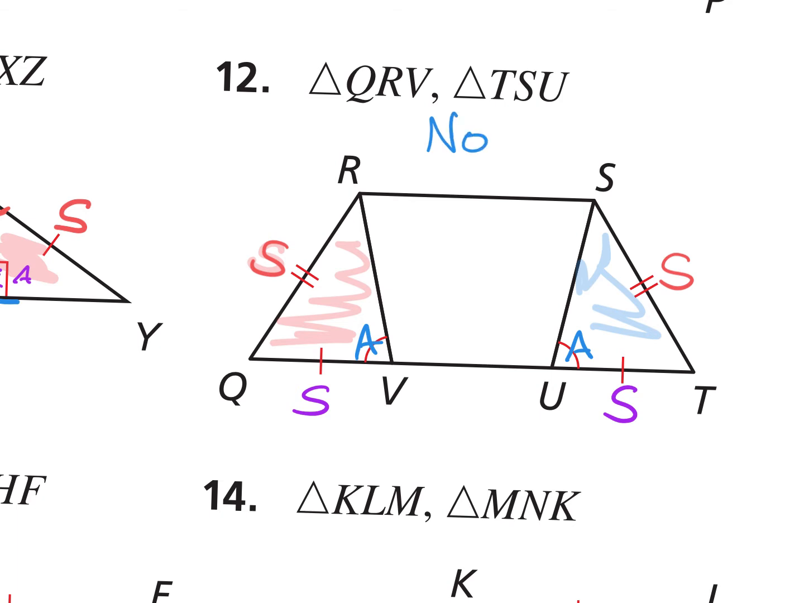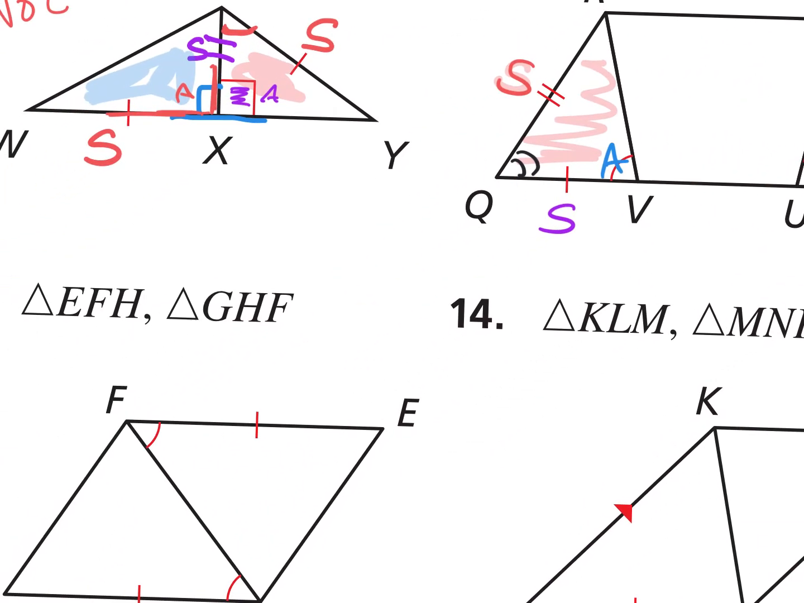If they were to have changed the given and stated that Q was congruent to T, then we could have proven them congruent. But because the blue angle A was not the angle formed by the two congruent side pairs, then this is a no. Then number 13.